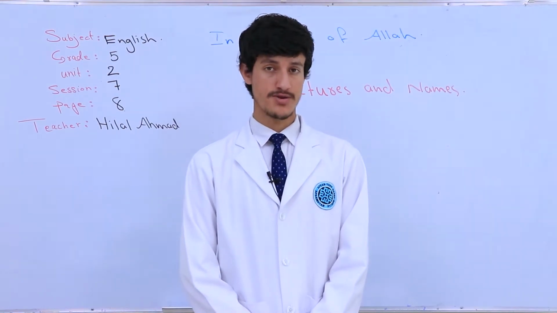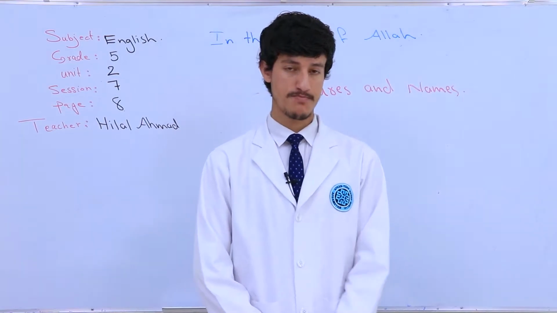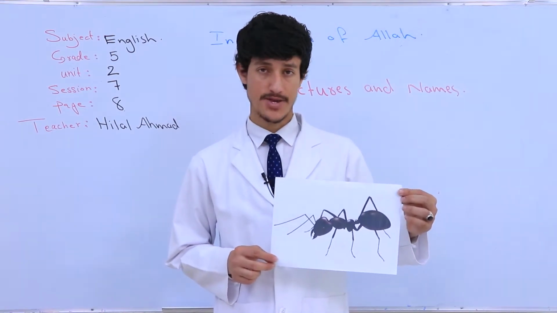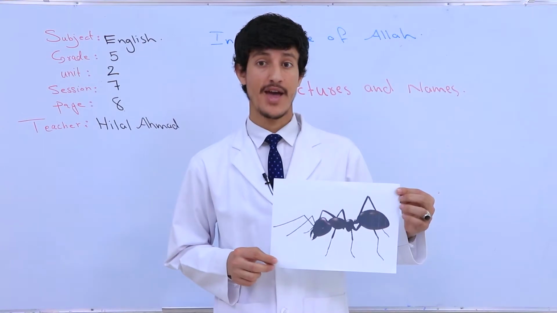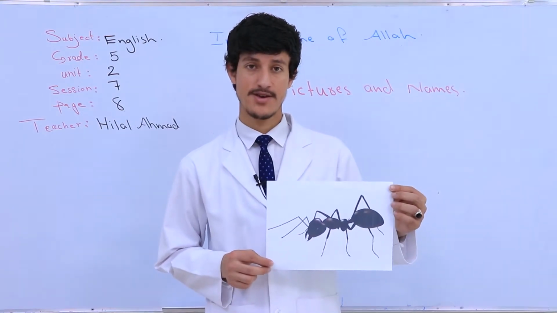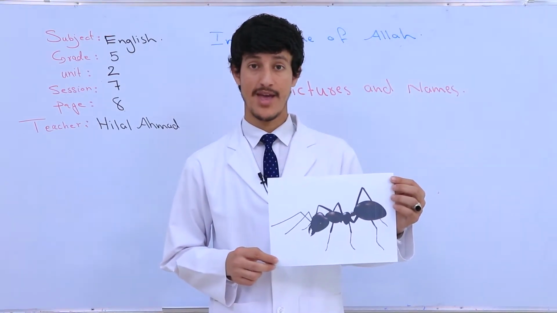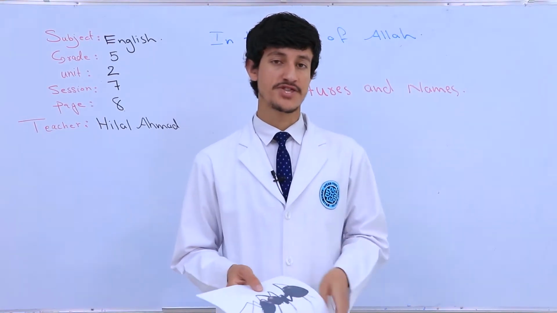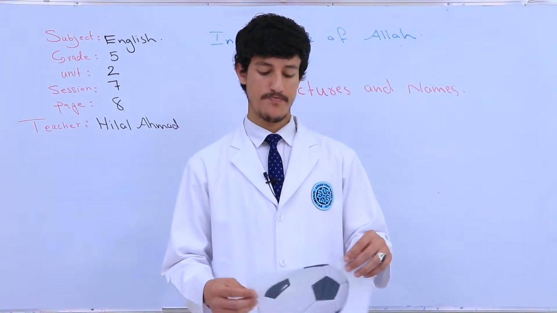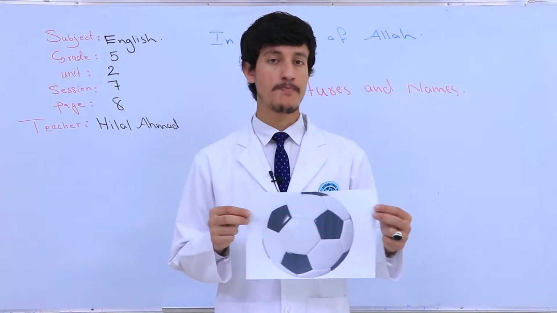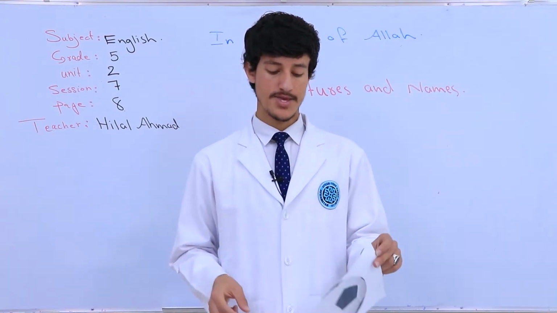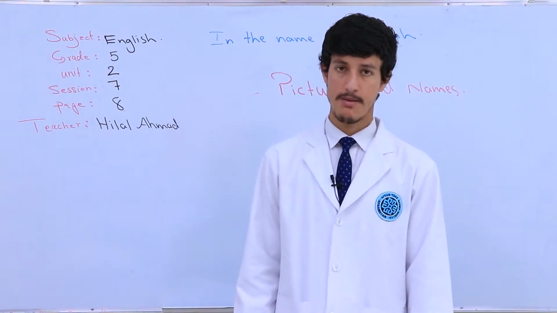The first word of Unit 2 vocabulary is ant. What? Ant. A-N-T. Ant. Right? After this, the next word, the next picture we have is ball. Ball. Repeat after me. Ball. Ball.